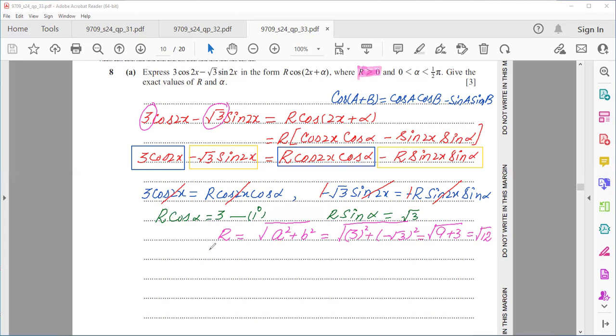Now you have to put this value either in the first equation or in the second equation to get the value of cos of alpha. From the first equation, r times cos of alpha is equal to 3. What's the value of r? That is under root 12. So we have cos of alpha is equal to 3 by root 12.